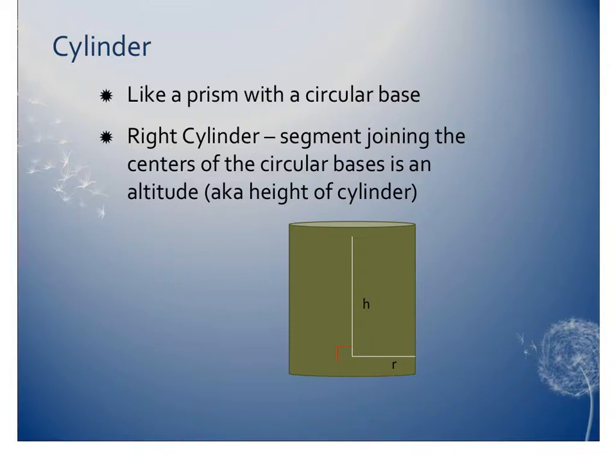So in this particular right cylinder, the height is inside the cylinder, and it connects the centers of the two circular bases. So the height goes from top to bottom, from the centers, when it's a right cylinder. But if it's oblique, the height will be outside, and we're going to see that in a minute.